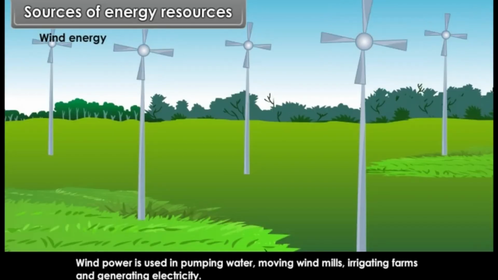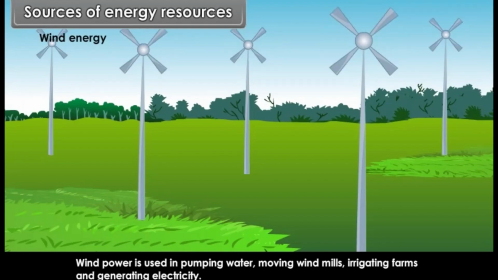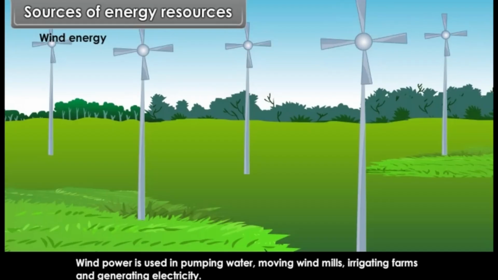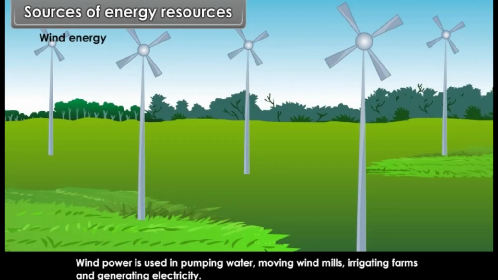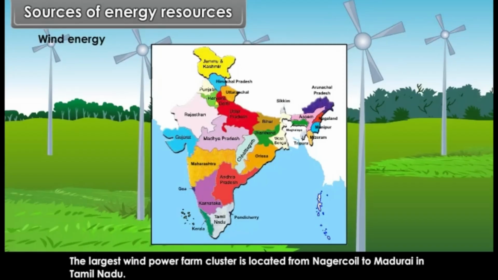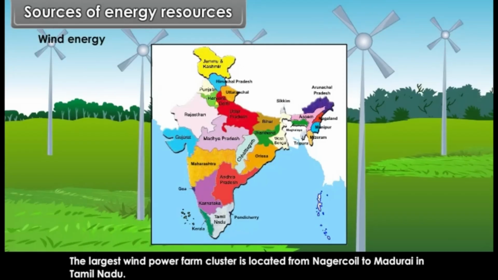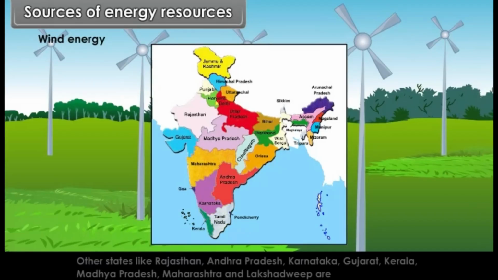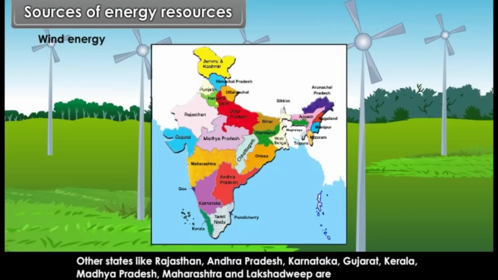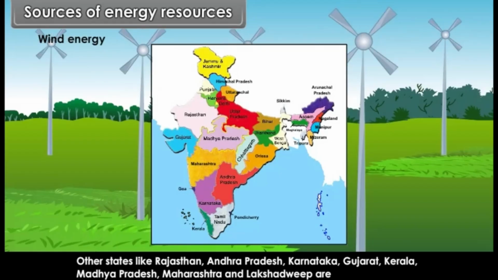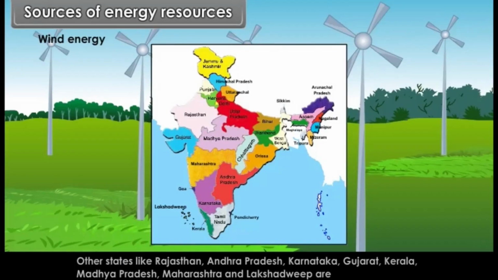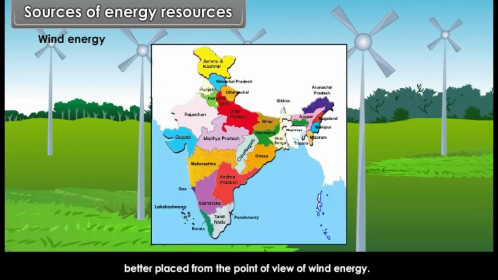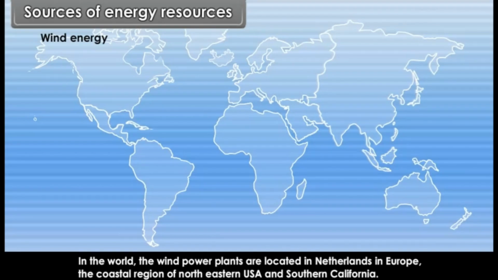Wind energy. Wind power is used in pumping water, moving windmills, irrigating farms and generating electricity. The largest wind power farm cluster is located from Nagarkoil to Madurai in Tamil Nadu. Other states like Rajasthan, Andhra Pradesh, Karnataka, Gujarat, Kerala, Madhya Pradesh, Maharashtra and Lakshadweep are better placed from the point of view of wind energy. In the world, the wind power plants are located in Netherlands in Europe, the coastal region of northeastern USA and Southern California.